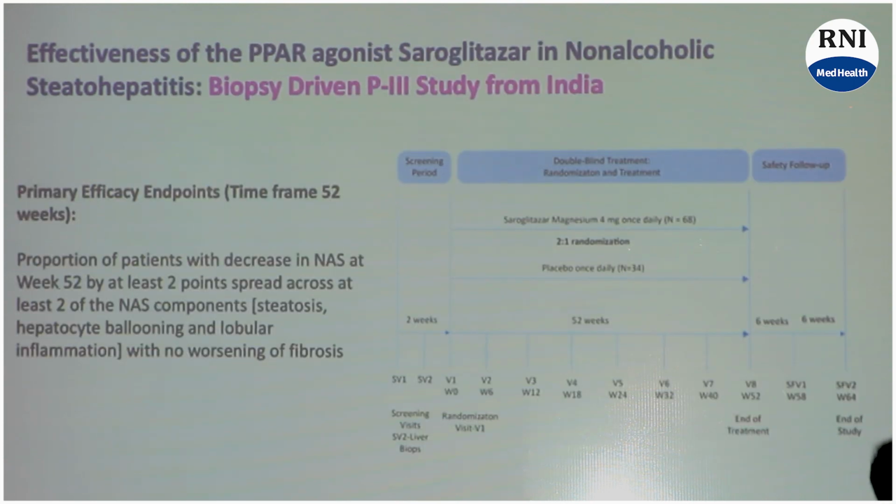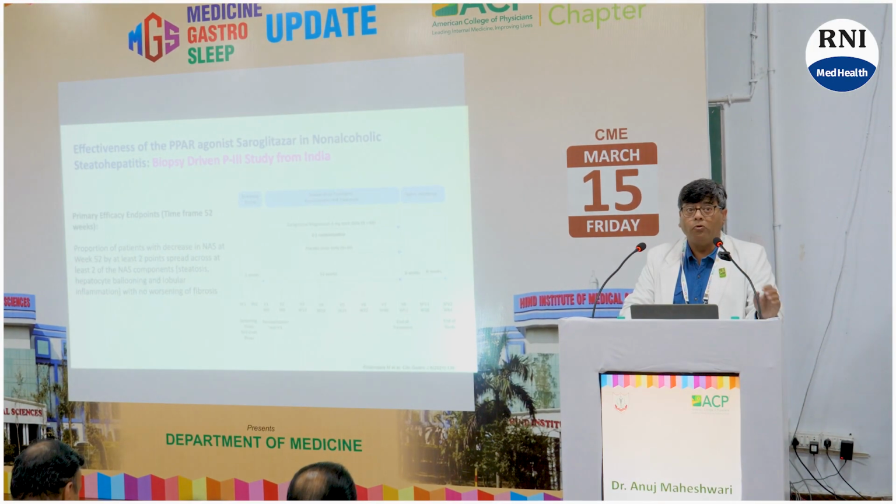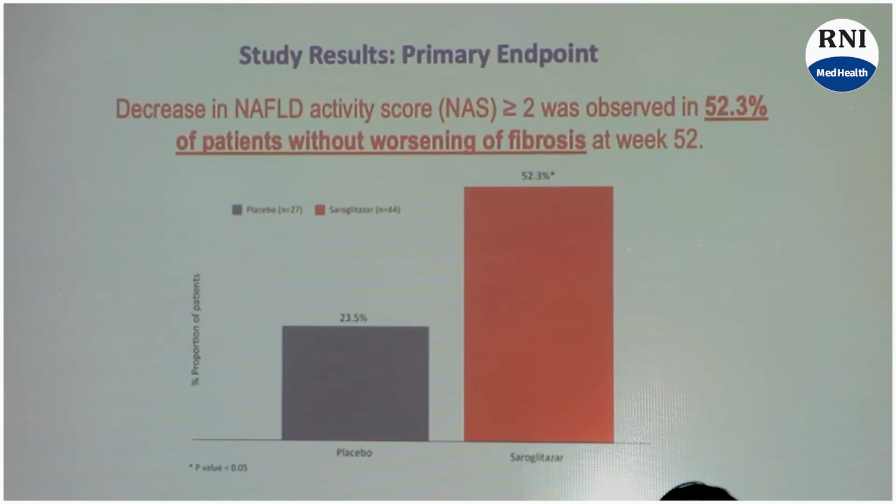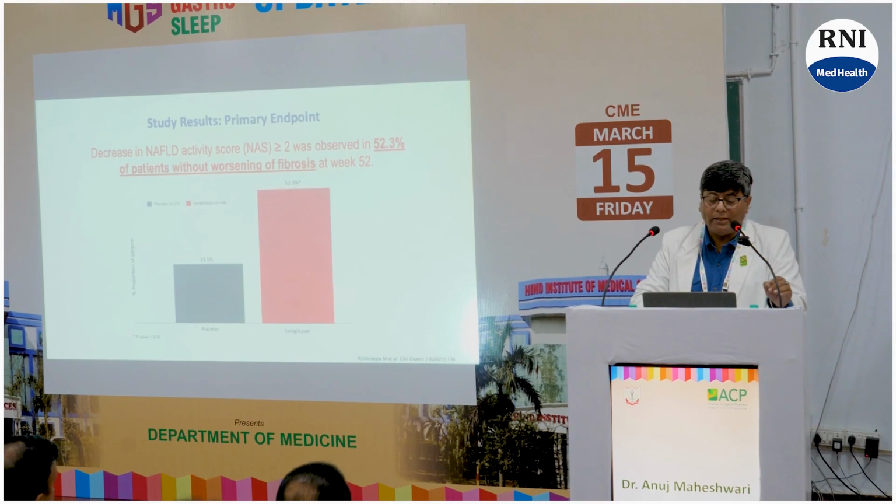The effectiveness of the PPAR agonist saroglitazar in non-alcoholic steatohepatitis has been proven in biopsy-proven trials also. In the primary endpoint, a decrease in the NAFLD activity score of more than two was observed in 52.3% of the patients without worsening of fibrosis after 52 weeks of treatment with saroglitazar.